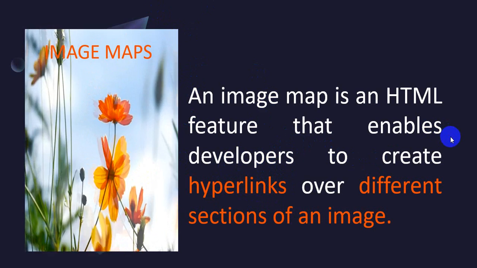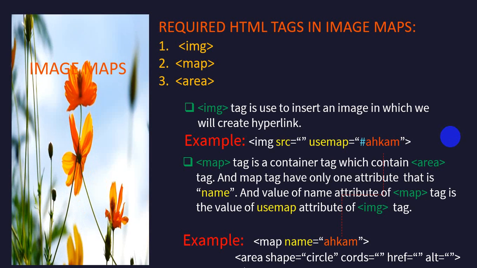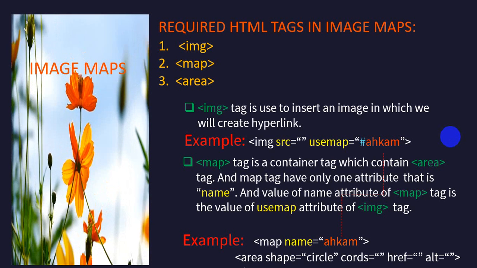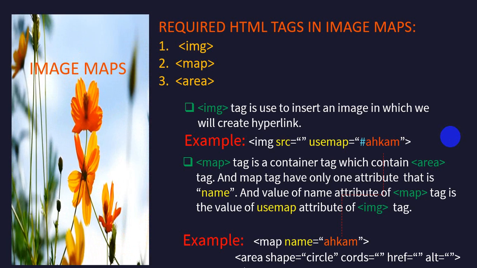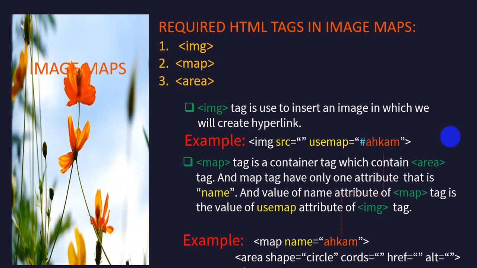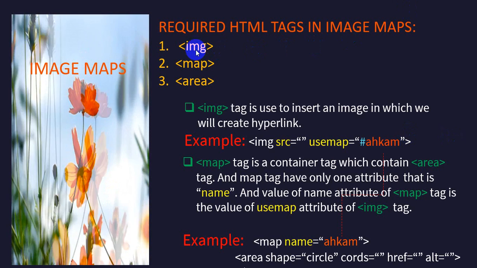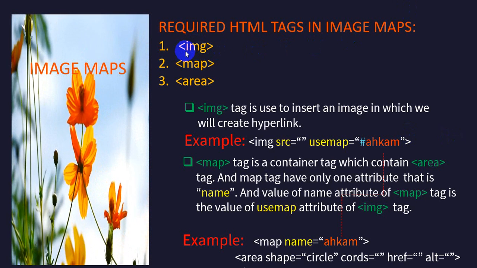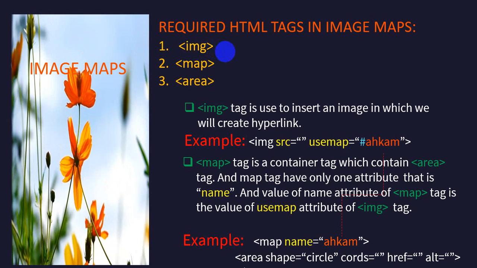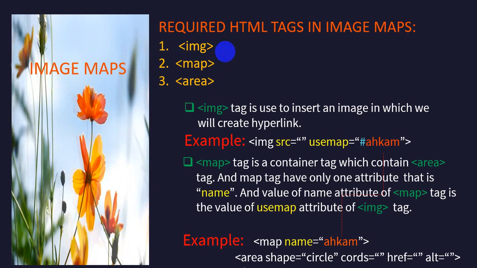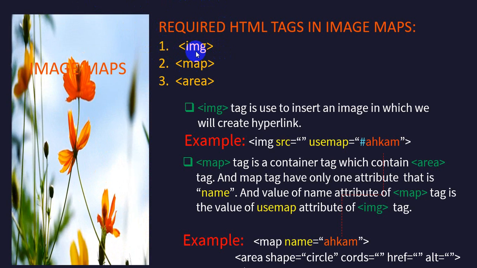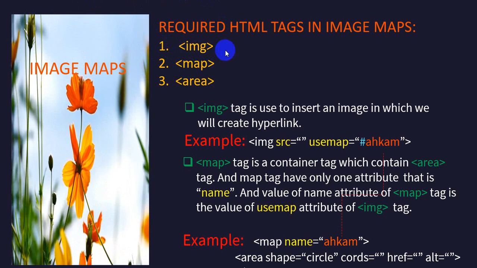Now let's see the important HTML tags required to implement image mapping. If you want to do image mapping, you need three important HTML elements. Number one is the img tag. Why do you require the img tag? Because we are going to do the image map on a particular image, so that image must be in your web page. So first we have to insert an image file, and by using the img tag we can insert an image.